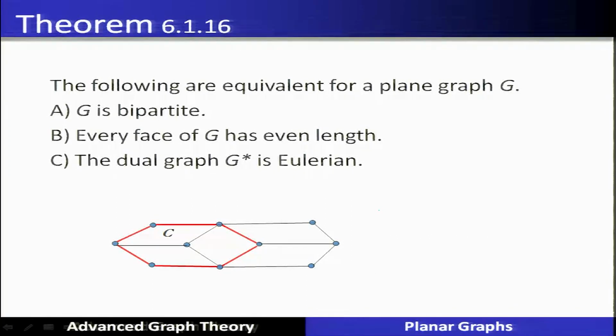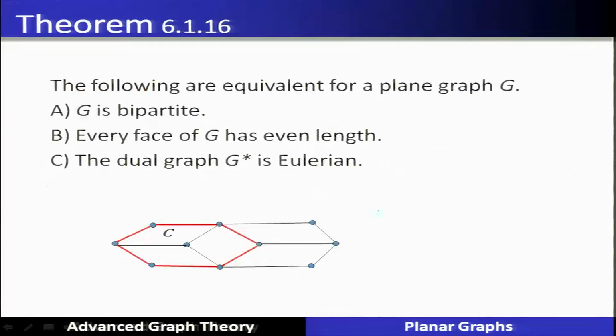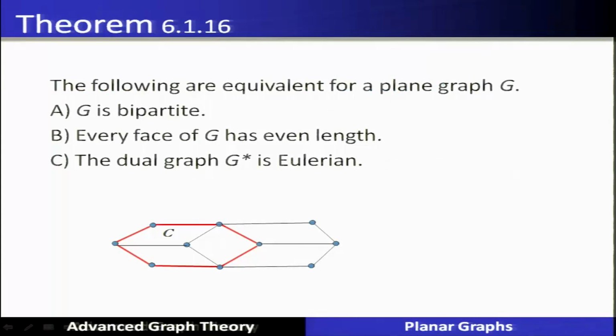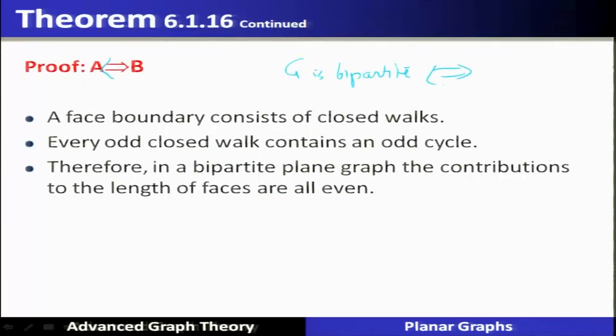The following are equivalent for a plane graph. A: G is bipartite. B: every face of G has even length. C: the dual graph G star is Eulerian. So we will first derive that A is equivalent to B. A means G is bipartite, and this is equivalent to saying that every face of G has even length.